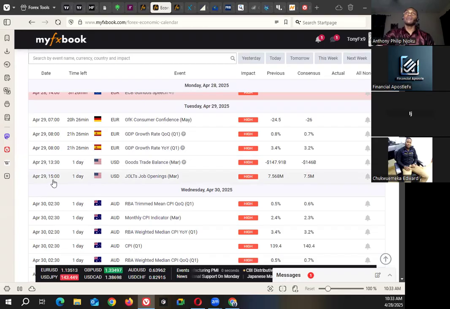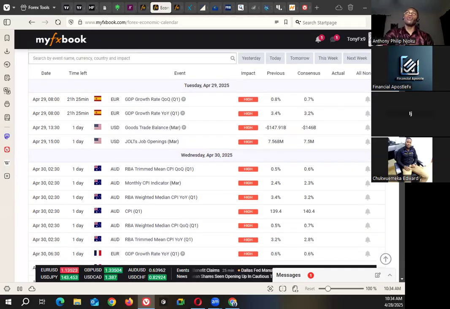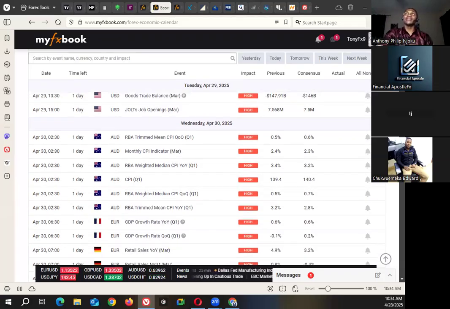So over here now, by 3 p.m., we have New York session job openings. How many companies are currently employing? So you see a figure higher than 7.5, which is good for the dollar, which means that there are more companies having more job openings for individuals, and lesser is bad.